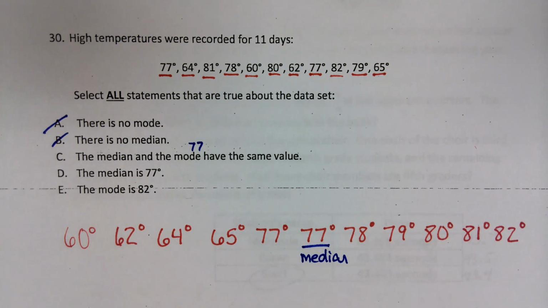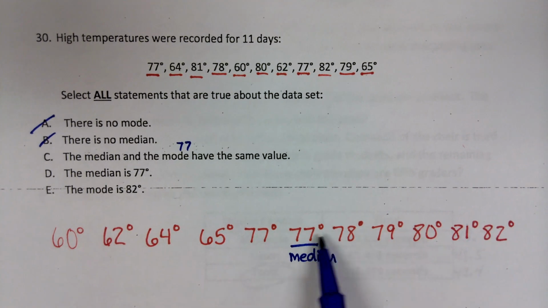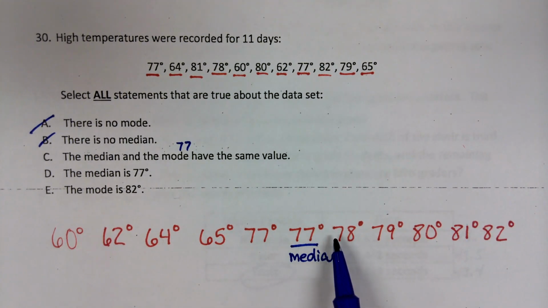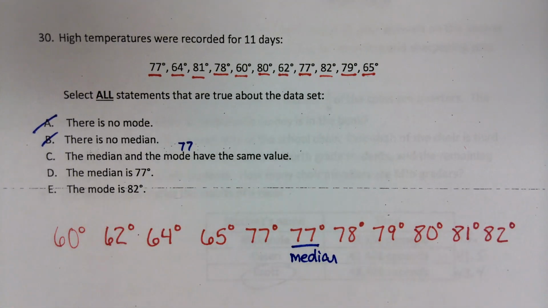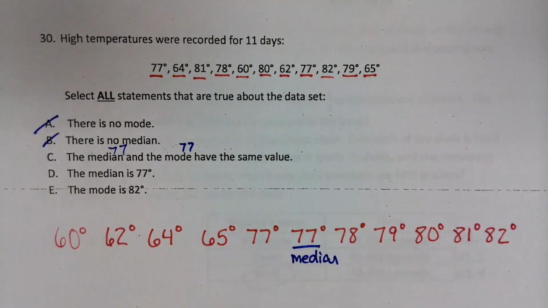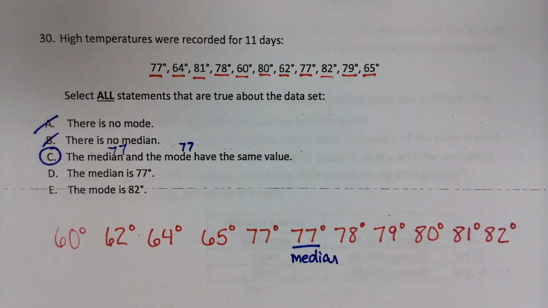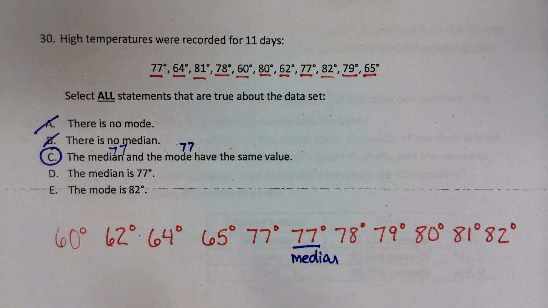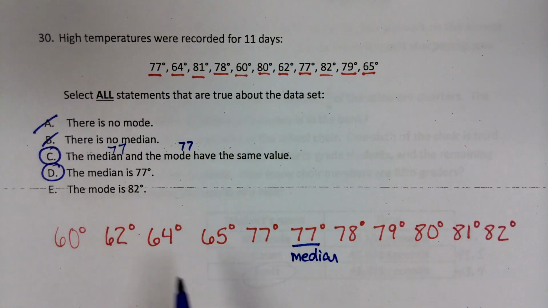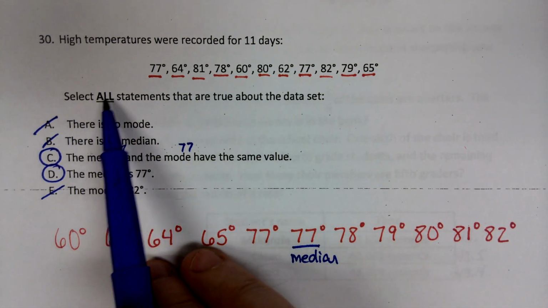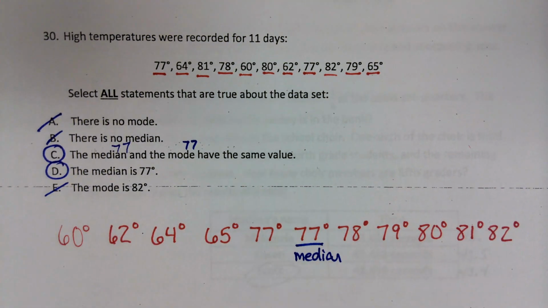Don't forget from a previous practice, if by some chance you have an even number of things in your data set, and let's say these were the two in the middle, you just figure out what's exactly halfway between those. So like I said, there has to be a median of some kind. So the median is also 77, same value. C is something that works. D, the median is 77. Well, yeah, we just found that, so that works. The mode is 82 degrees. Nope, we already figured out the mode is 77. That one's out. C and D would be the correct answer here. Look at how many of these we were finding multiple answers. Always watch out for that.